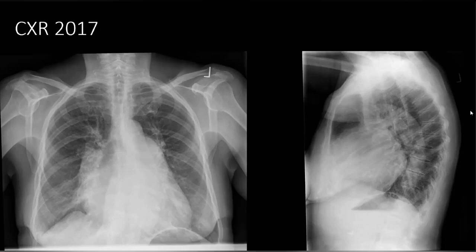So, all the visualized bones appear unremarkable, and the bilateral CP angles also appear normal. Can you summarize your findings? In this case, my top differential would be sarcoidosis.